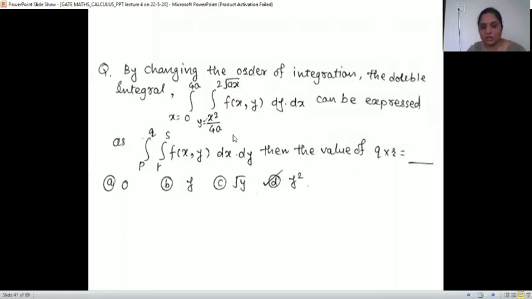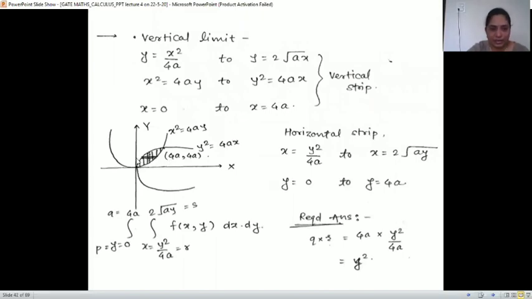Y to x, so draw a strip parallel to x axis. Here, this is the strip parallel to x axis, horizontal strip. So the lower limit of the strip is on this line, and this is the line y square is equal to 4ax, right? So we are writing the limits of x. So what is the limit of x here? x is equal to y square by 4a, and the upper limit of the strip is on this line.